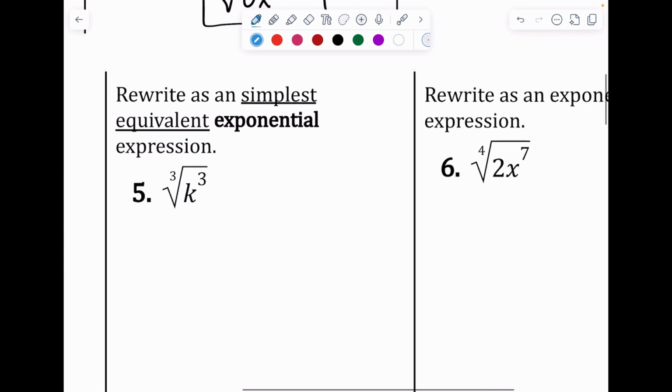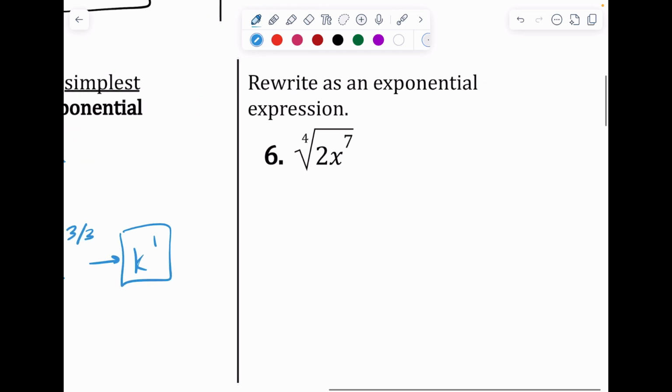Number 5, I have the base of k, and it asks for me to rewrite it as an equivalent exponential expression. So my base is k. In we have 3. Out we have the root of 3, so I have 3 over 3, but it asks for simplest form. 3 divided by 3 is k to the power of 1.